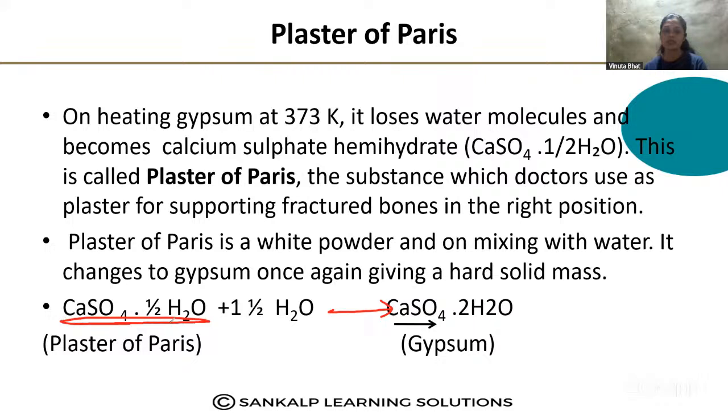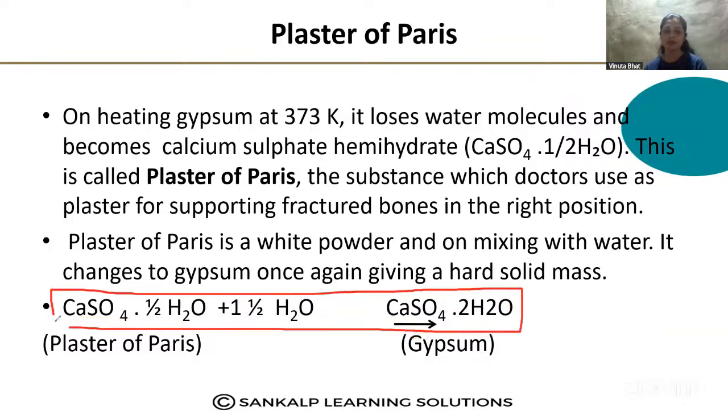CaSO4 half H2O, that is the plaster of Paris. When it is treated with water, it forms calcium sulfate and the water. So that is calcium sulfate, CaSO4 2H2O, which means gypsum. So the gypsum formula is CaSO4 2H2O. This reaction is very, very important for your exam. Gypsum, that is the chemical substance.